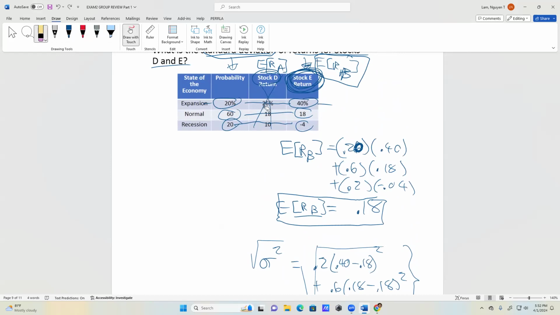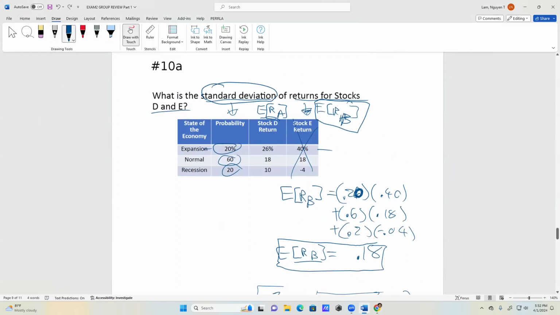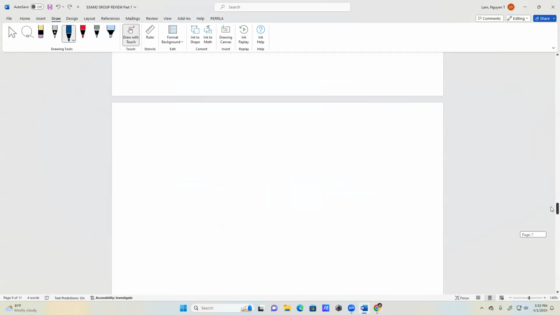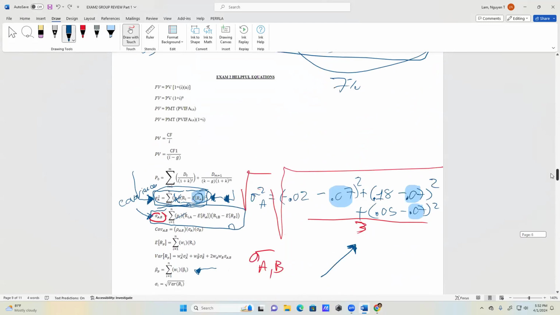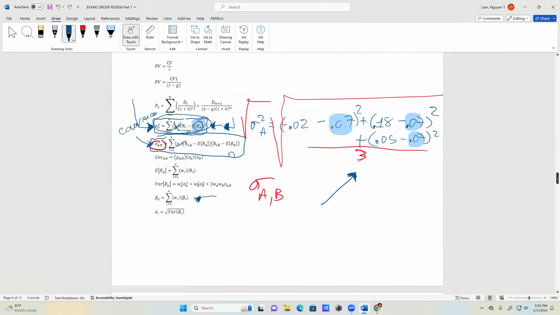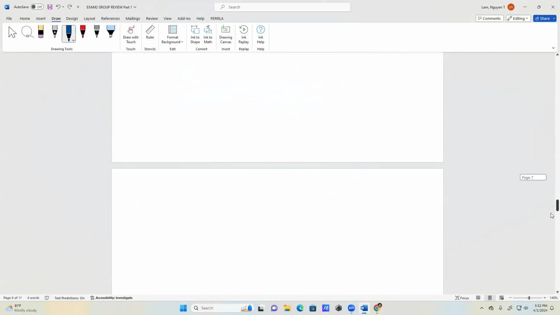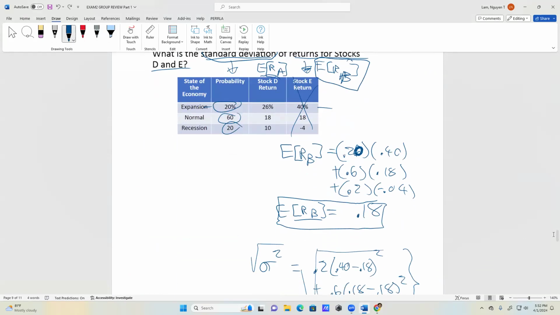Okay. Now I will go up here. I will look at stock D only. So I won't look at this one, very confusing. If I want to find the standard deviation of just that stock, I have to use the equation for just one thing, which is, once again, this one. All right, let's do that. Okay, so good practice here, you guys.